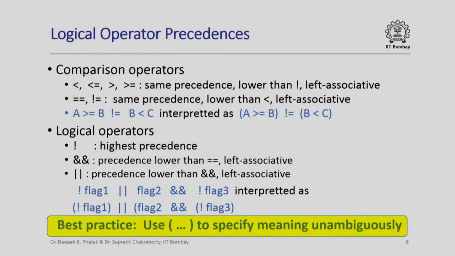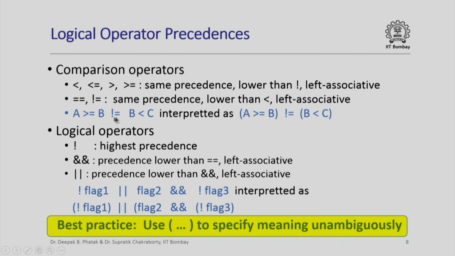Now just like we had operator precedences for arithmetic operators, we also have operator precedences for logical operators. For comparison operators less than or equal to, greater than or equal to, these have the same precedence and their precedence is lower than that of the logical negation operator, and they are all left associative. We have seen what left associative means in our discussion on arithmetic expressions. Equals and not equals have the same precedence, but their precedence is lower than that of less than or equal to, greater than or equal to, and they are also left associative.